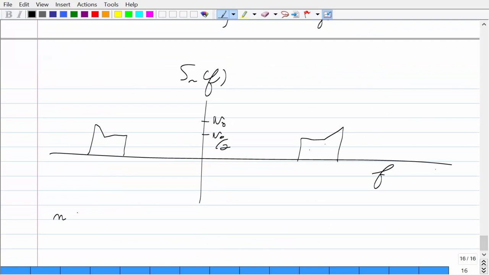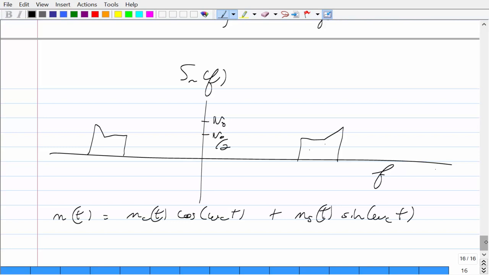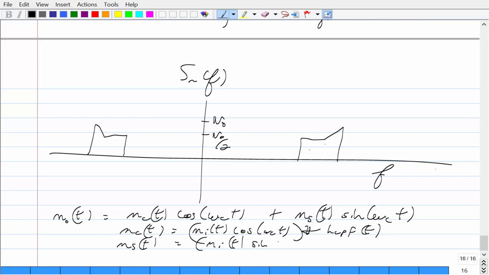So the output process is going to be N_C(t) cosine of omega_C t plus N_S(t) sine of omega_C t. And then N_C(t) is simply your input, we'll call this N_I, multiplied by cosine and then low pass filtered. You apply a low pass filter to the output of this, and then you do the same thing for N_S. Okay, so those are standard equations.